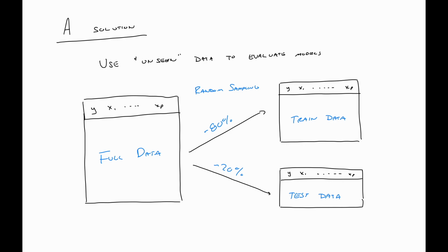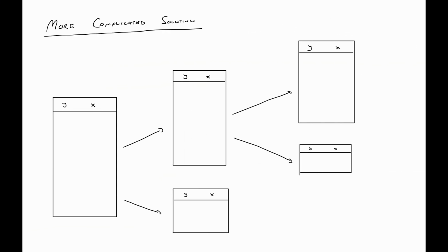But we're going to complicate this just a little bit now to make our lives much easier later. So bear with me. I'm going to draw up this much more complicated solution. Again, we'll start with the full data, and we're going to split it up randomly, approximately 80% going to what we call the train data, and approximately 20% going to what we call the test data.